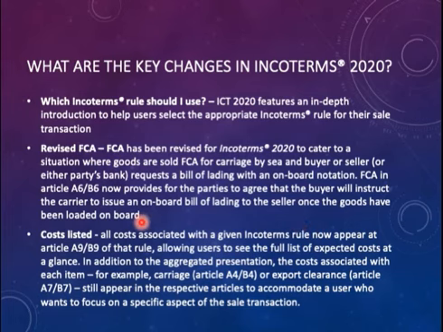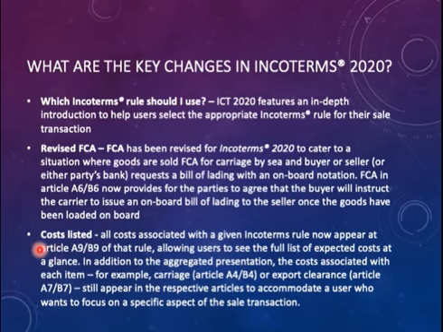Okay? So the difference here is that in Article A6 and B6 in the FCA rule, there is the provision that the parties can agree that the buyer will instruct the carrier to issue an onboard bill of lading, instead of a receipt for shipment bill of lading, to the seller.